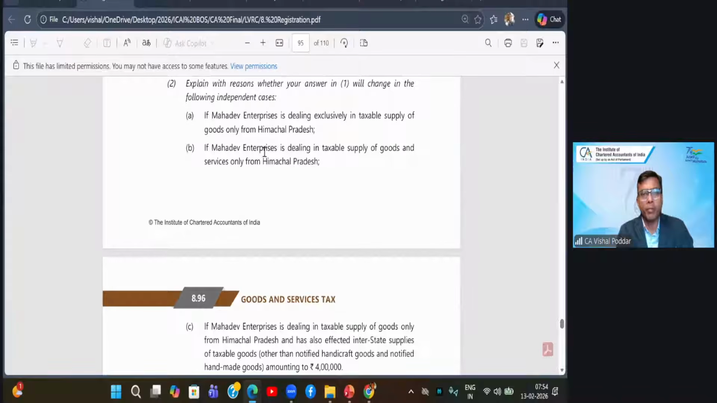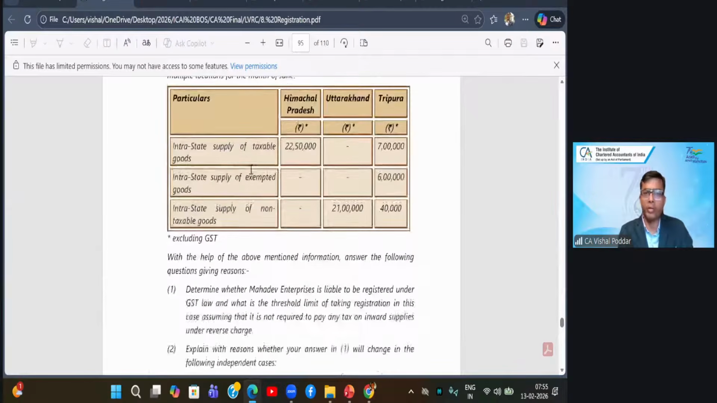Again, I think then we'll have to revisit B also. If Mahadev is dealing in taxable supply of goods and service, again, this means that it does not have Tripura and Arunachal, correct? And we have to take registration. Yeah, but since it crossed 20. But the point is, your limit is changed. In A and B, now your limit is how much? Only 2250. Yes, sir, but it has crossed 20, na, sir?